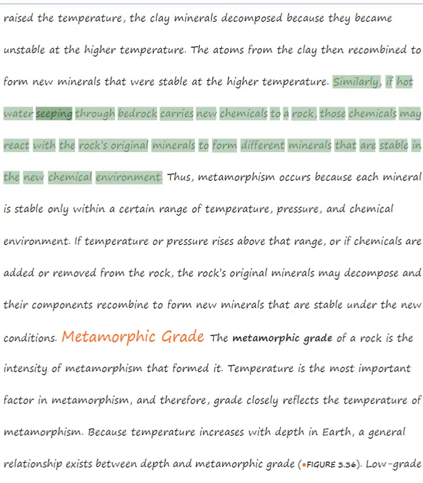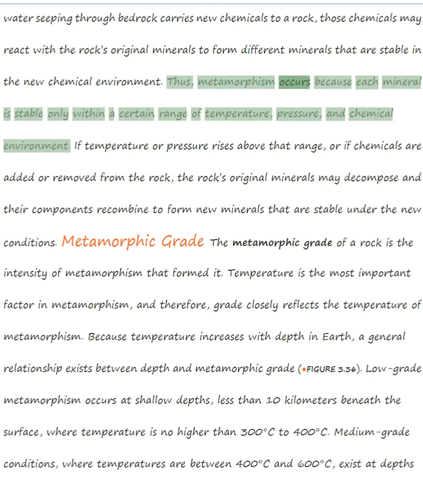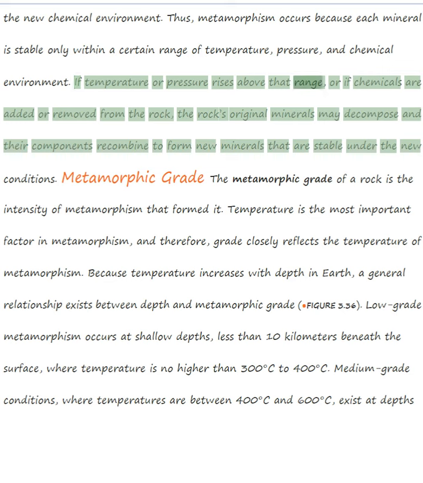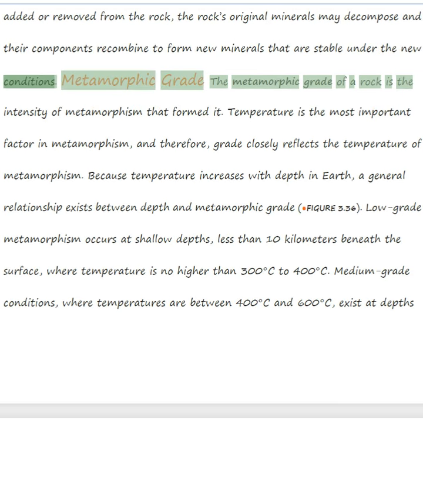The atoms from the clay then recombined to form new minerals that were stable at the higher temperature. Similarly, if hot water seeping through bedrock carries new chemicals to a rock, those chemicals may react with the rock's original minerals to form different minerals that are stable in the new chemical environment. Thus, metamorphism occurs because each mineral is stable only within a certain range of temperature, pressure, and chemical environment. If temperature or pressure rises above that range, or if chemicals are added or removed, the rock's original minerals may decompose and their components recombine to form new minerals that are stable under the new conditions.